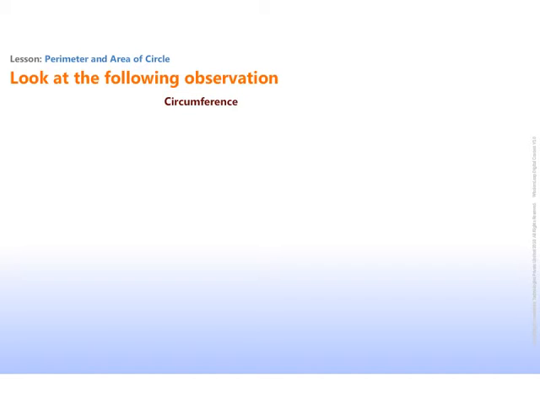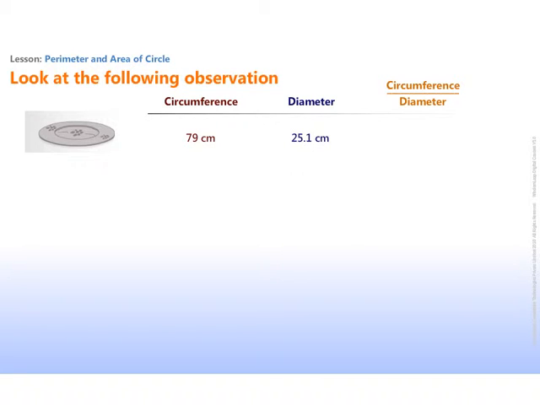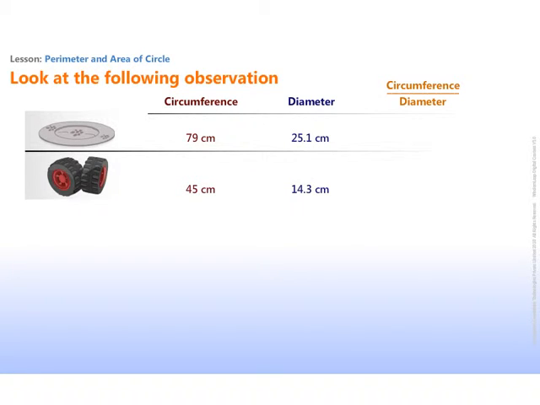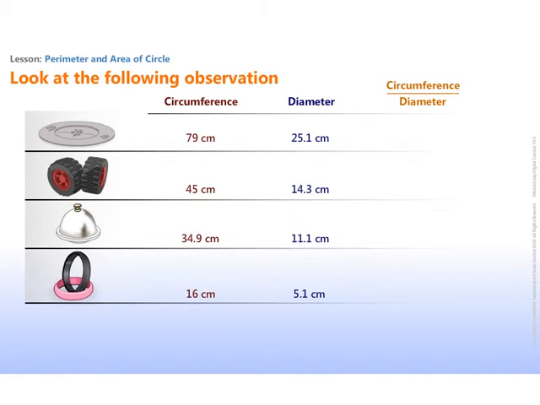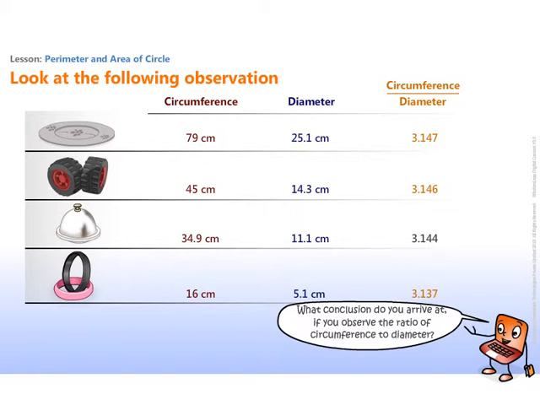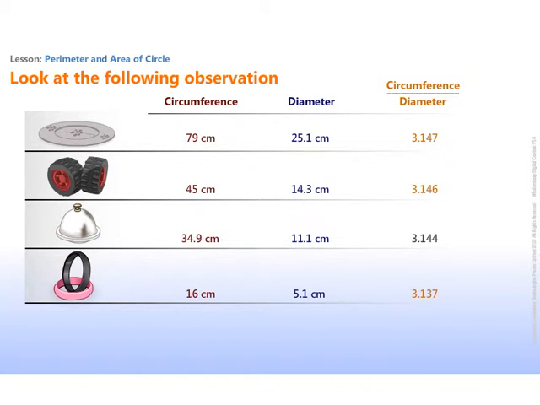The circumference, the diameter, and the ratio of circumference to diameter of some circular objects, like a dinner plate, the wheel of a toy, the lid of a vessel, and a bangle, are tabulated. What conclusion do you arrive at if you observe the ratio of circumference to diameter? From this, we can conclude that for every circular object, the ratio of circumference to diameter is approximately close to 3.14, which is the value of pi.